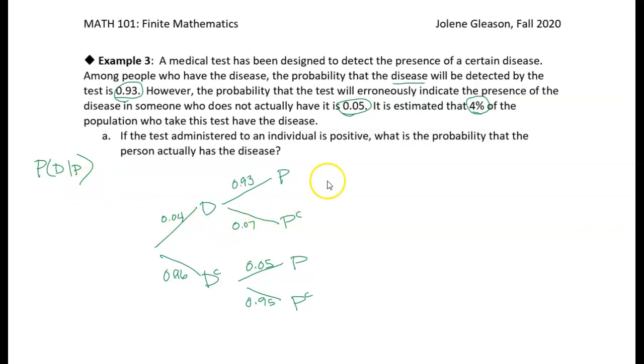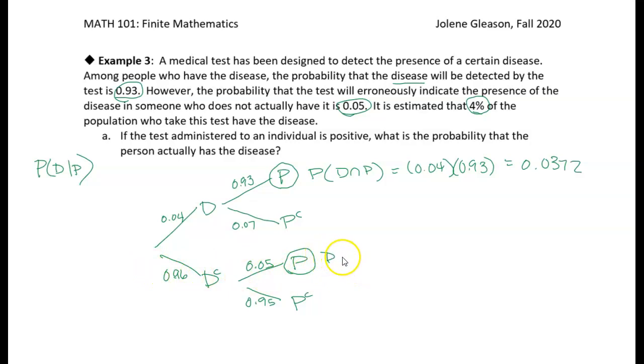So let's look at all the ways that we could test positive. You could test positive in a couple different ways. Either you have the disease and you test positive, or you don't have the disease and you test positive. So what's the probability of having the disease and testing positive? We're going to figure that out just by multiplying these probabilities. So 0.04 times 0.93, and I got 0.0372.